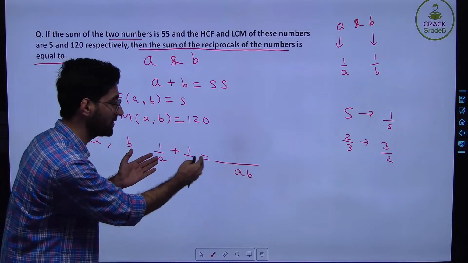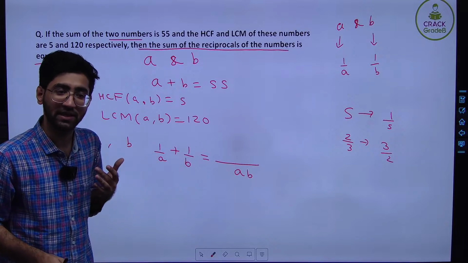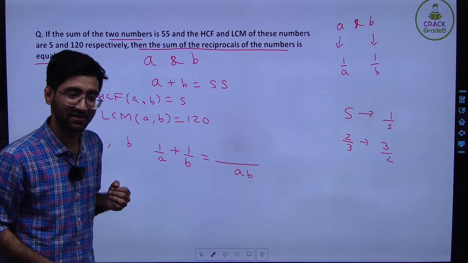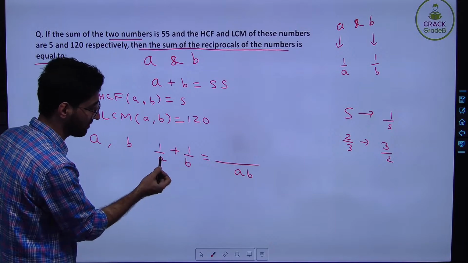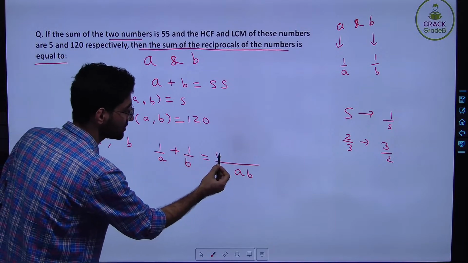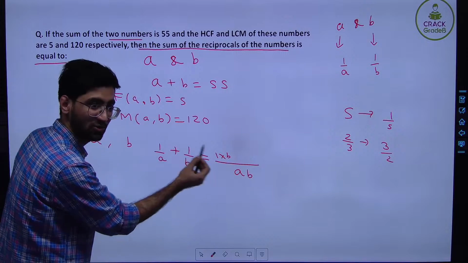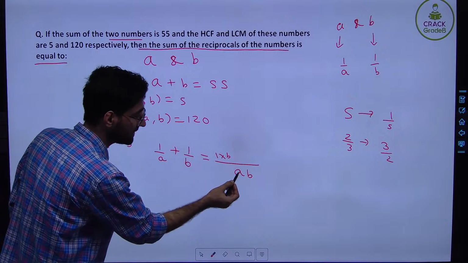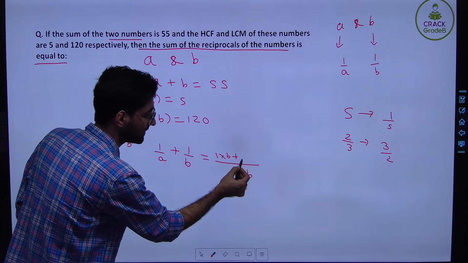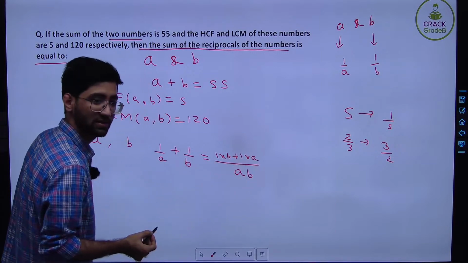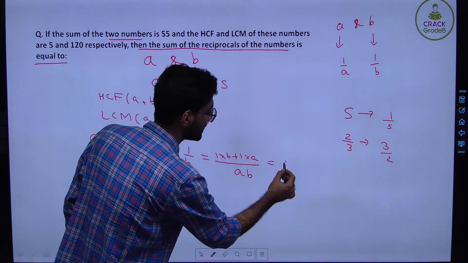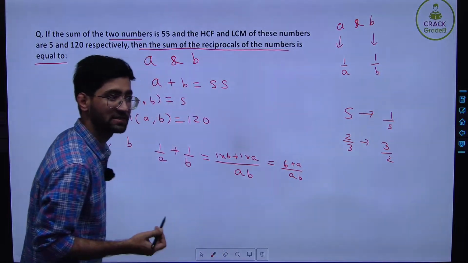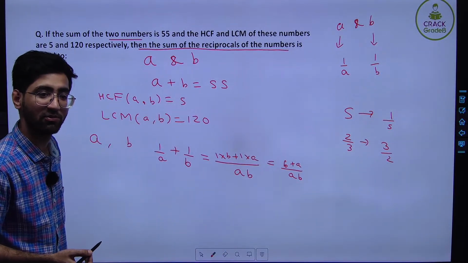If you get A, B and C, and I ask you what is the LCM of A, B and C, you can say ABC, right? So now try to recall that concept. A into B means 1 into B. Are you able to recall how we find the sum of fractions? B into A equal to AB means 1 into A, right? So basically B plus A divided by AB. Are you able to get this thing?